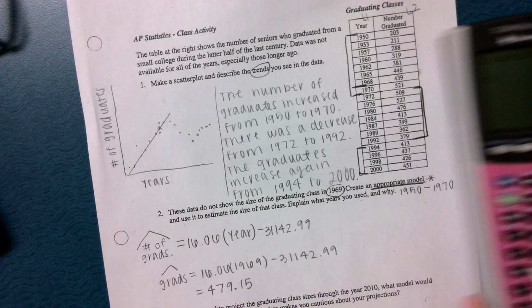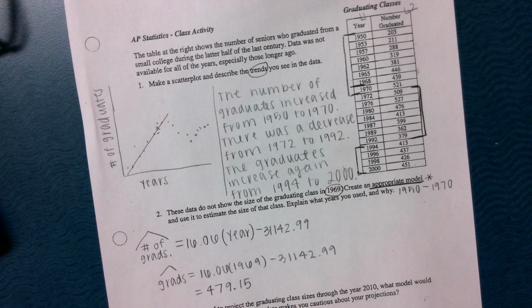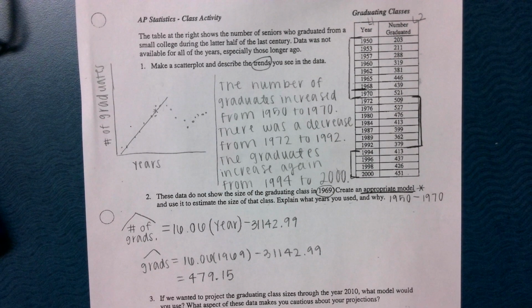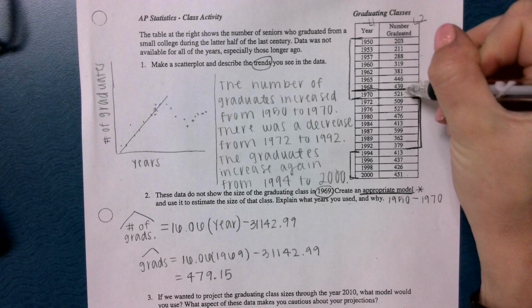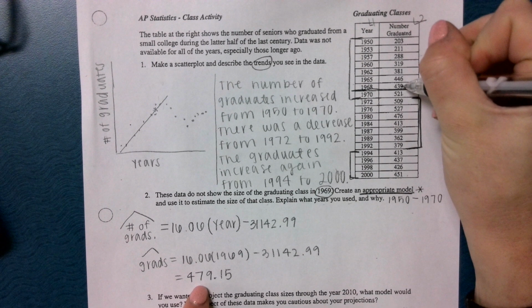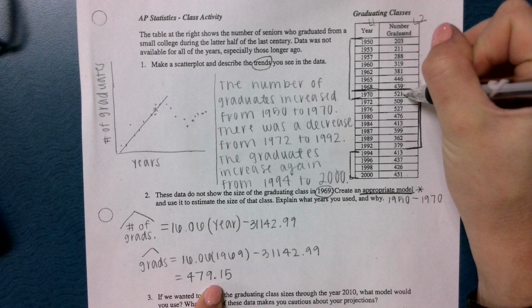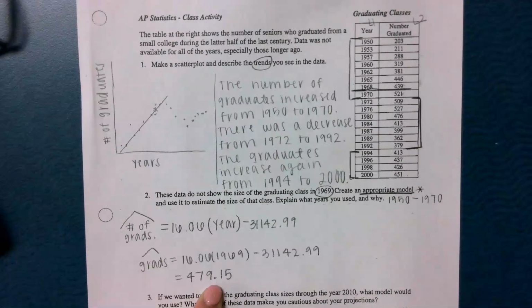If we take a minute and look at our data, I want to make sure that this prediction makes sense. So the year 1969 would have been right in here, and 479-ish students does make sense. It's kind of right between what I had for 1968 and 1970.